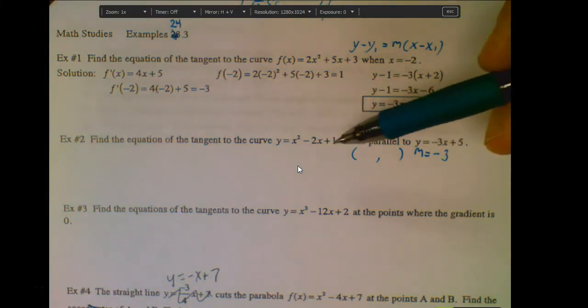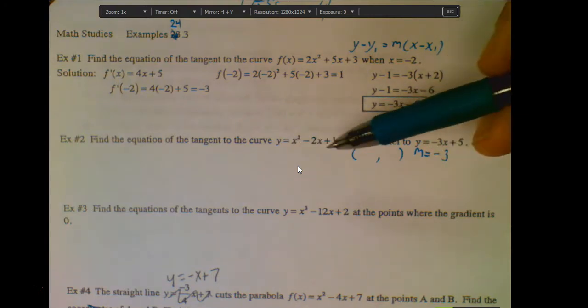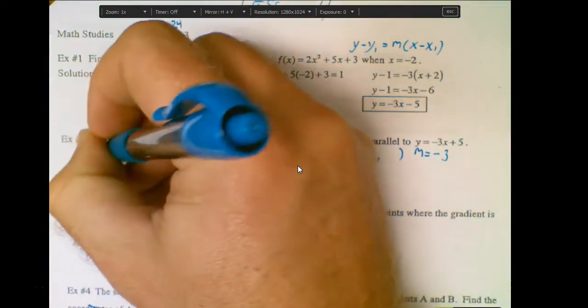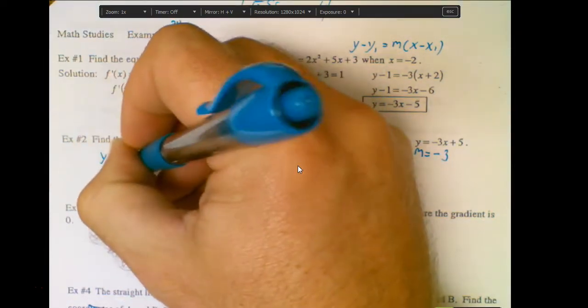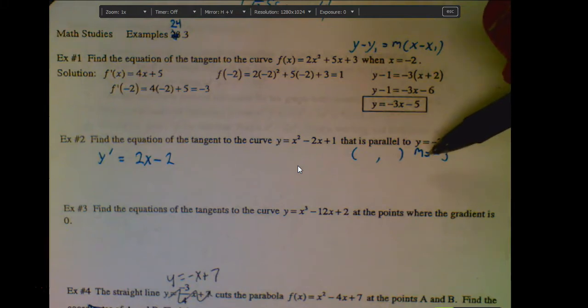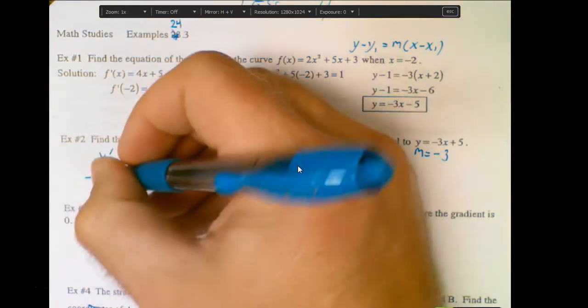So here's the original function. If we find its derivative, we're going to do the 2x minus 2. So using the power rule, we can get the derivative is 2x minus 2. So that's the derivative that we have to work with. We know that the slope equals -3, which means that the derivative equals -3.